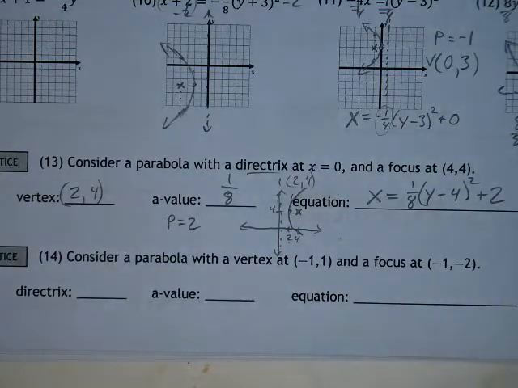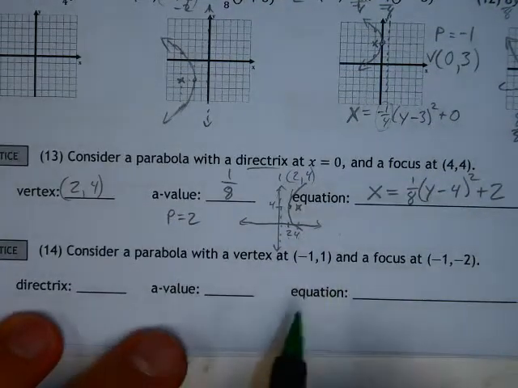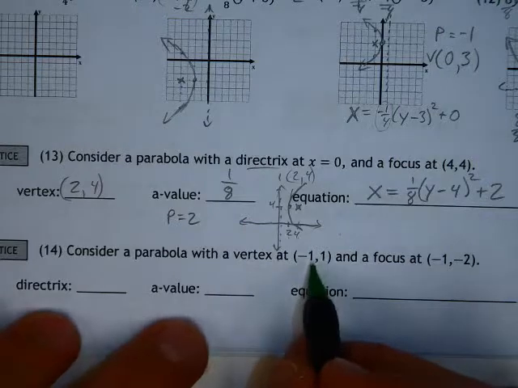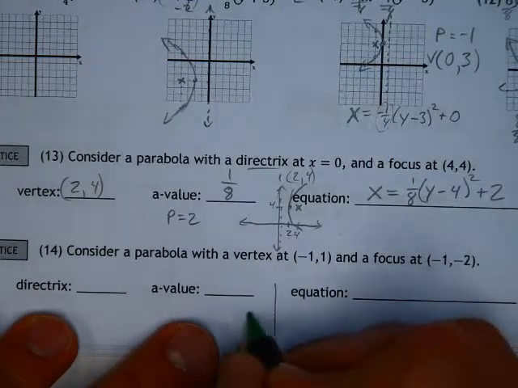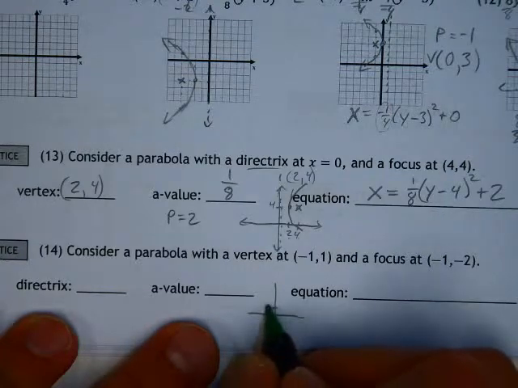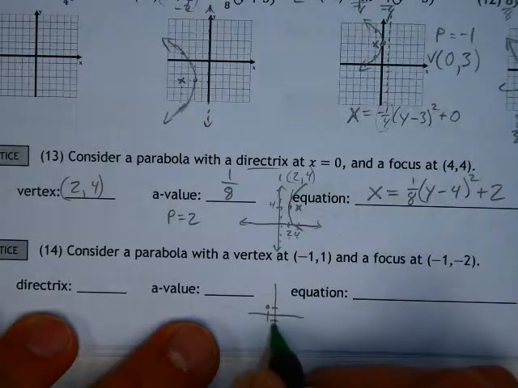And then outside, it's going to be with the sign that it exists, plus 2. Okay. If we do the same thing with this guy here, vertex at negative 1, 1, a focus at negative 1, negative 2. Let's draw a picture. Negative 1, 1, boom. Negative 1, negative 2. Well, that's over, but it's down now. And that's the focus. That should be our X.